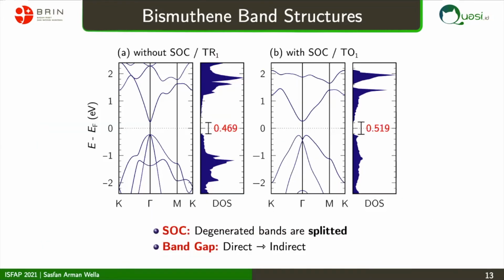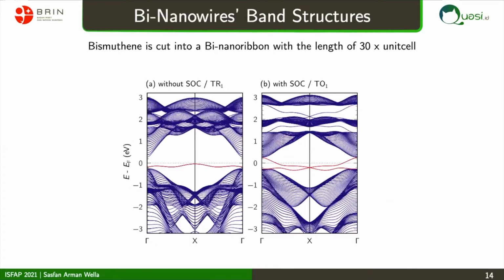And this is the band structure of bismuthene. The left side is the band structure where we do not include spin orbit coupling, and the right side is when SOC is included. We can see that SOC changes the band structure significantly. There is a band inversion splitting at the gamma point, making the band gap now become indirect here. And this band inversion gives us an indication of the existence of topological invariant states in the system.